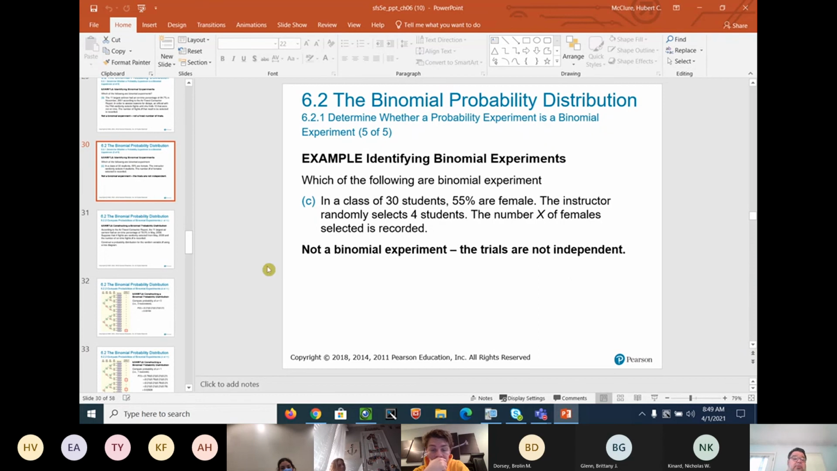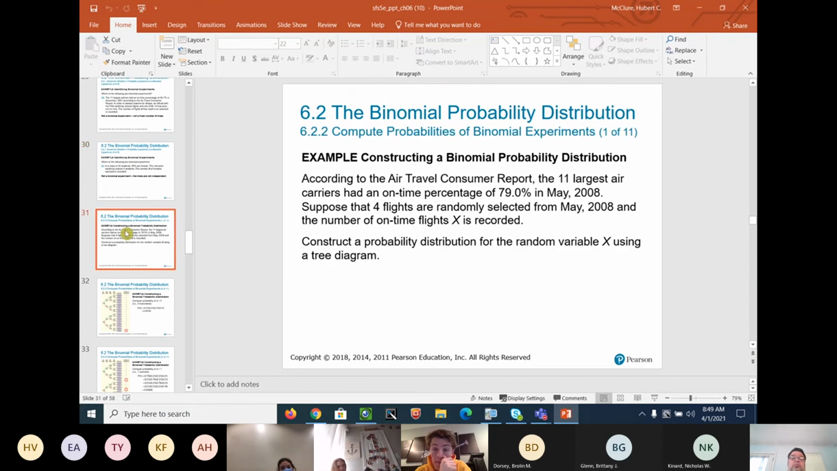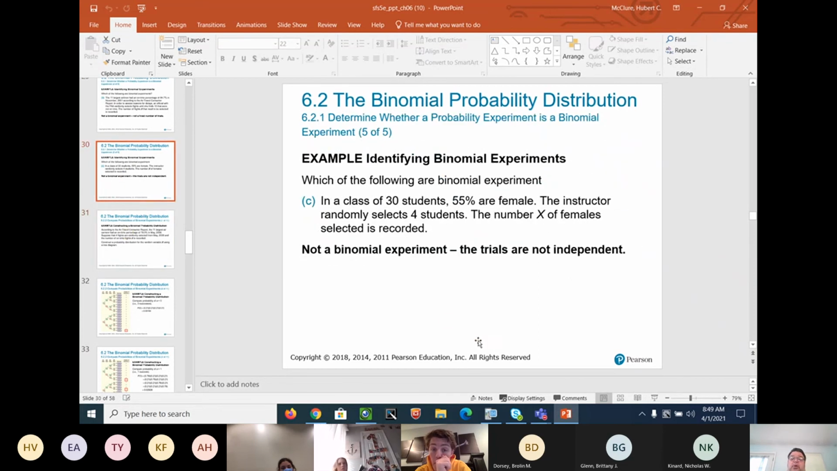This is not a binomial. I didn't know they had an extra one. Yeah, okay, it's not a binomial. Why? This is talking about bodies. Remember, bodies and votes. You can't be in two places at one time. It says in a class of 30 students, 55% are female. The instructor randomly selects 4 students. The number X of females selected is recorded.